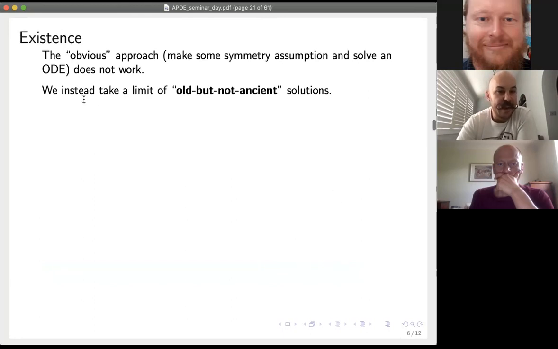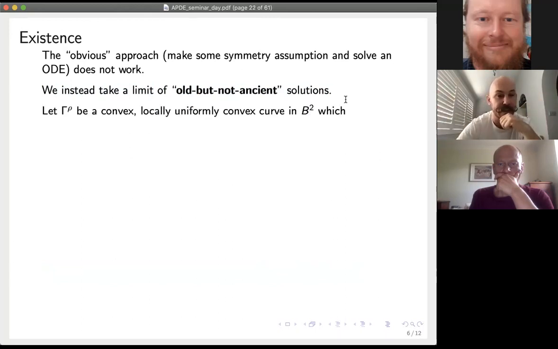So instead, we have to produce our solution as a non-explicit solution by taking a limit of what Ungenant calls old but not ancient solutions. It's a sort of classic way of producing non-compact solutions to PDE. So how do we do that?